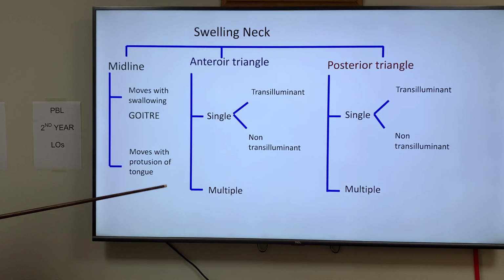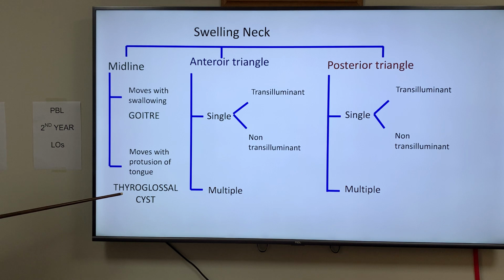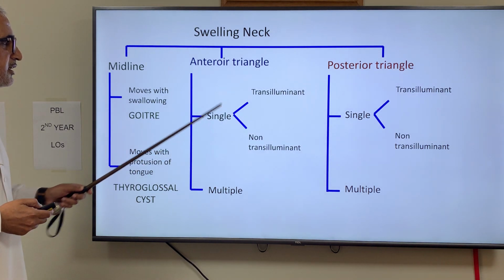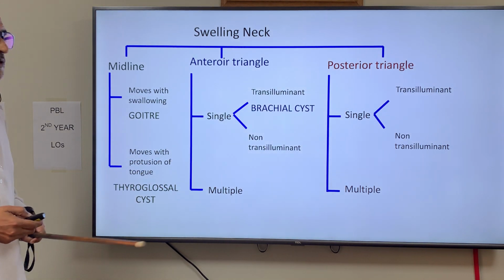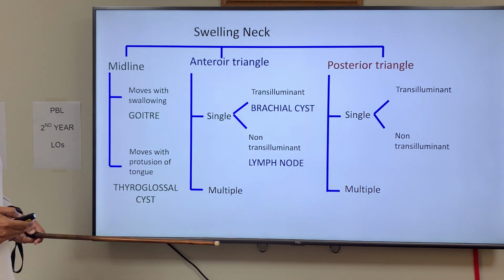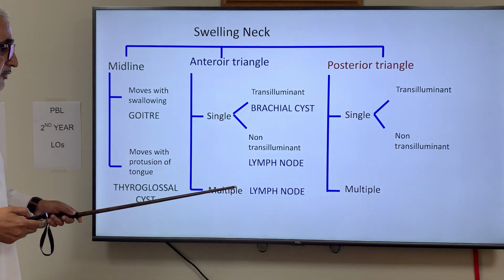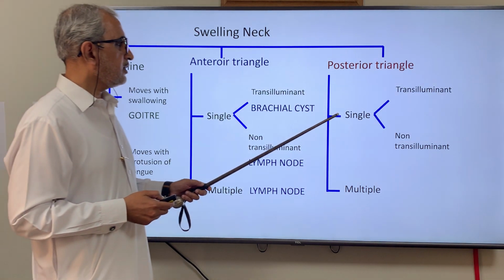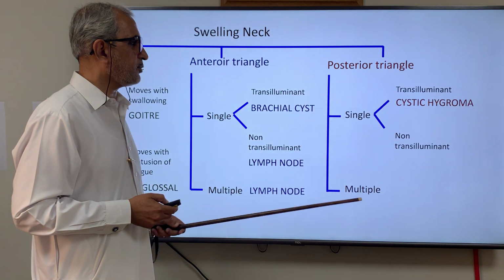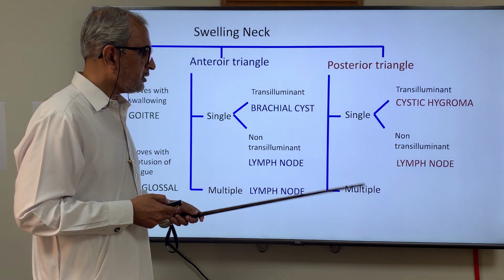Now, if the swelling moves with swallowing, it's a goiter, that is an enlarged thyroid gland. If it moves with protrusion of the tongue, it is a thyroglossal cyst. If in the anterior triangle it is single and transilluminant, it is a branchial cyst. If it is single and not transilluminant, it is a lymph node. In the posterior triangle, if you have multiple, again they are lymph nodes. If it is single and transilluminant, it is a cystic hygroma. If single and not transilluminant, it's a lymph node. And if it's multiple, it's a lymph node.